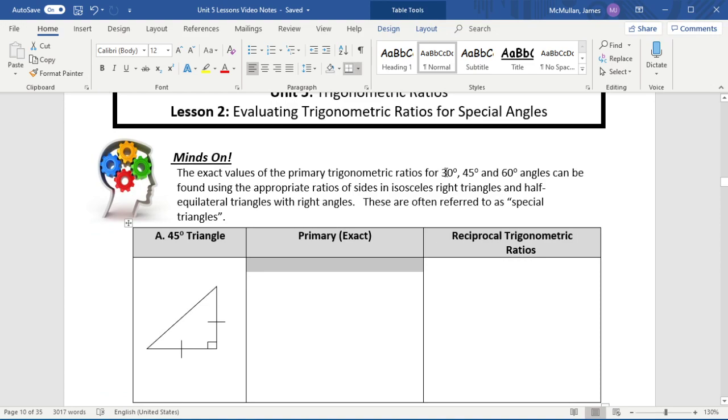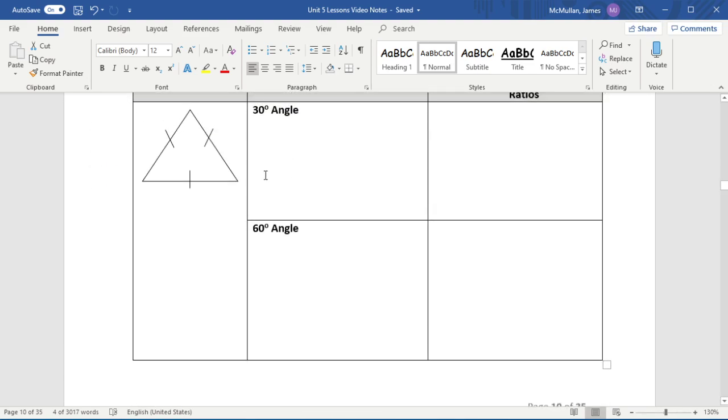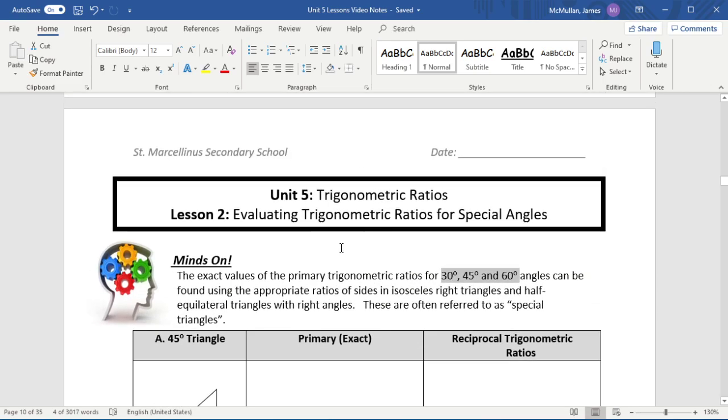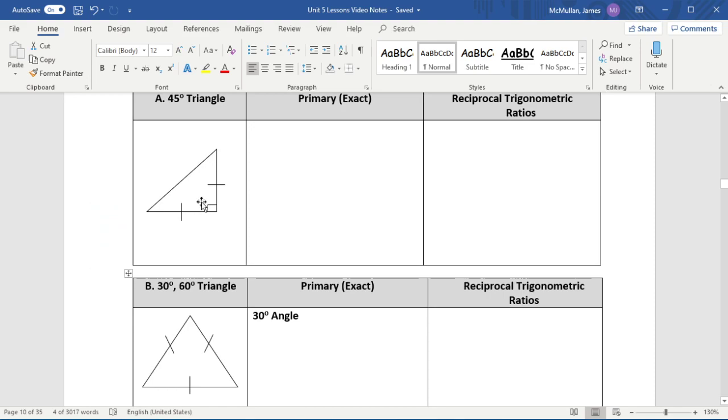However, there are certain angles, 30, 45, and 60, which you should be able to get without use of a calculator. What I would suggest for this section is you just keep this actual physical page here, like page 10 or whatever. It may not be page 10 on yours because I've been adding spaces, but the first page of lesson 2, where you see these two pictures.